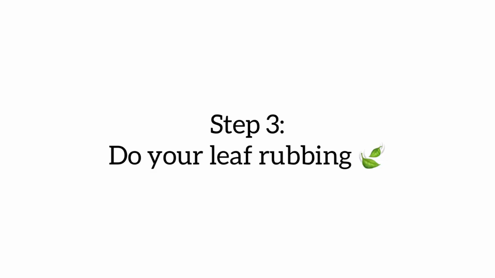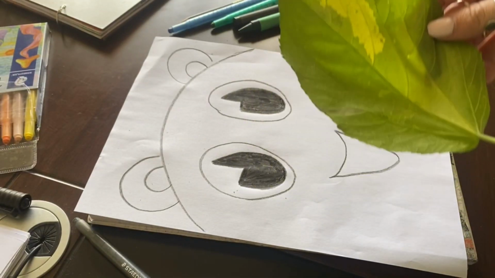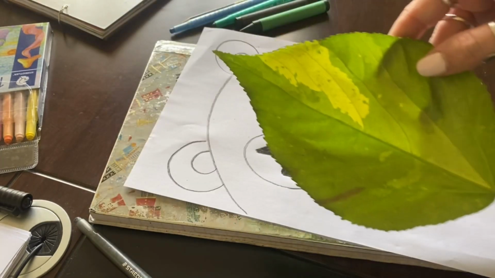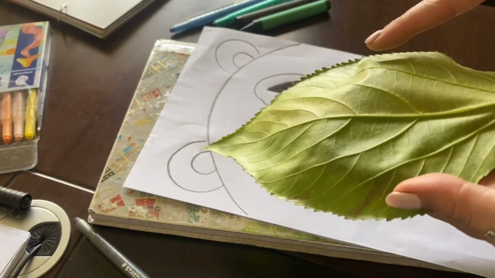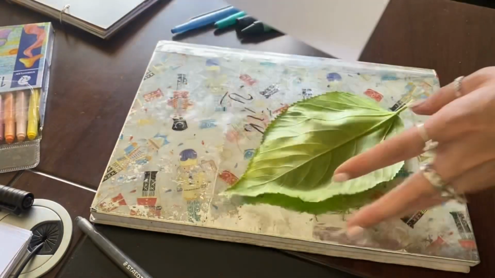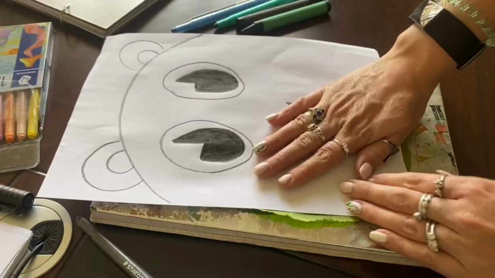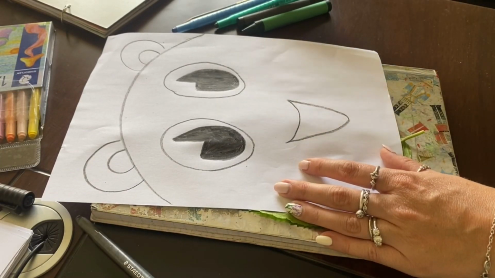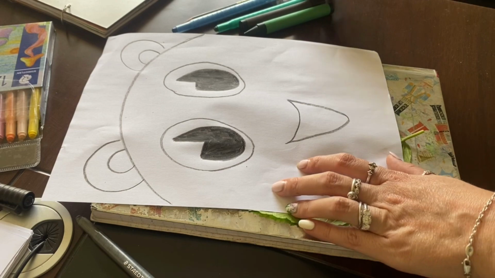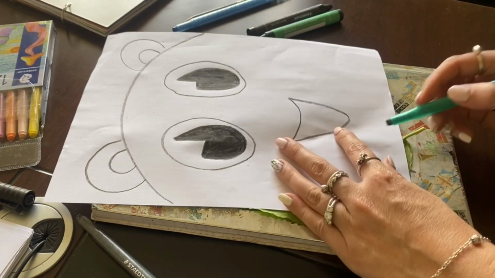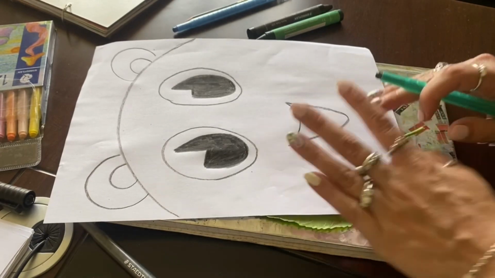Step 3. Do your leaf rubbing. Now that we've got our little monster, I am going to do the texture rubbing. So remember, use the bumpy side of the leaf where you can feel the bumps, and you're going to put it underneath your monster. Okay, so you're not going to color where the mouth is or the eyes. I'm going to do this in twisty because I think a lot of us will have twisty. And what you're going to do is just hold it down so that it doesn't move.